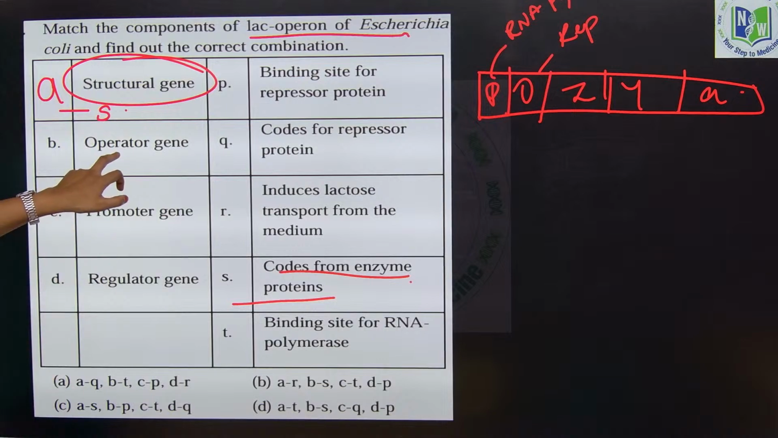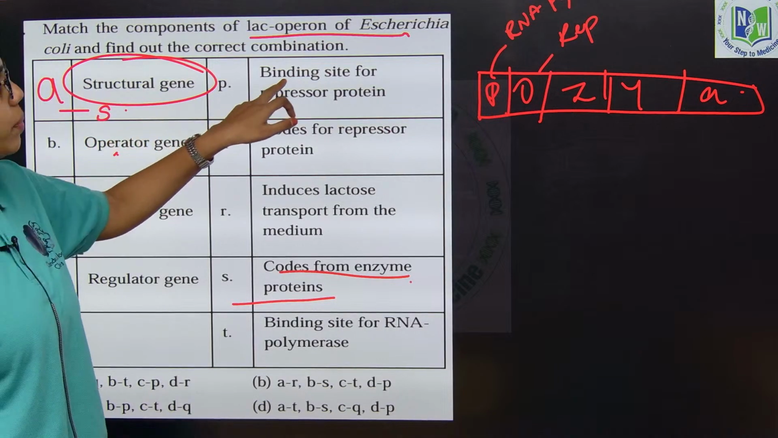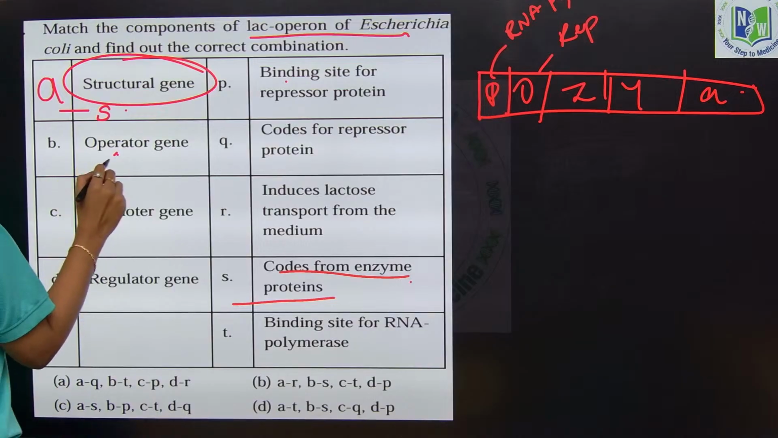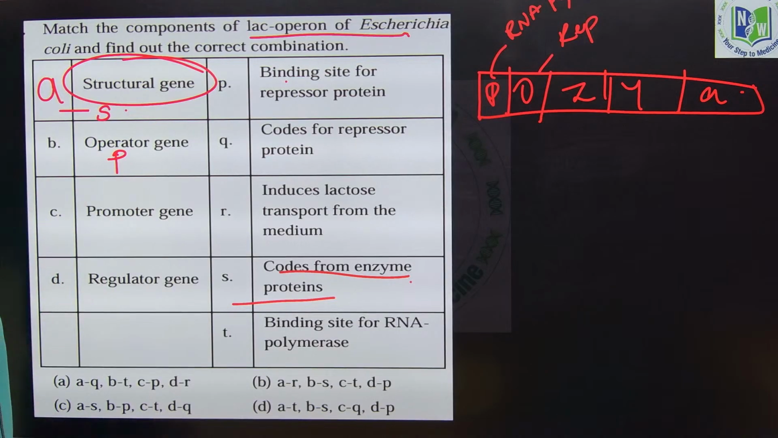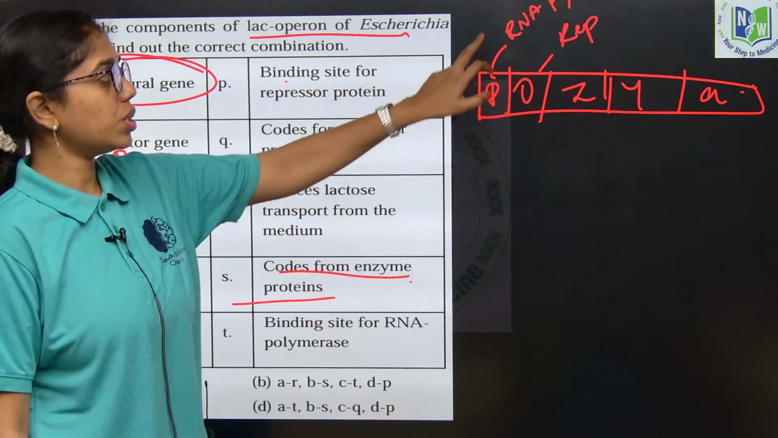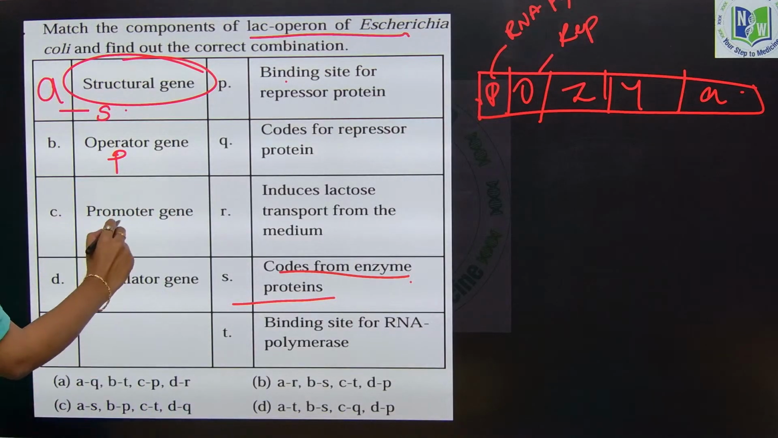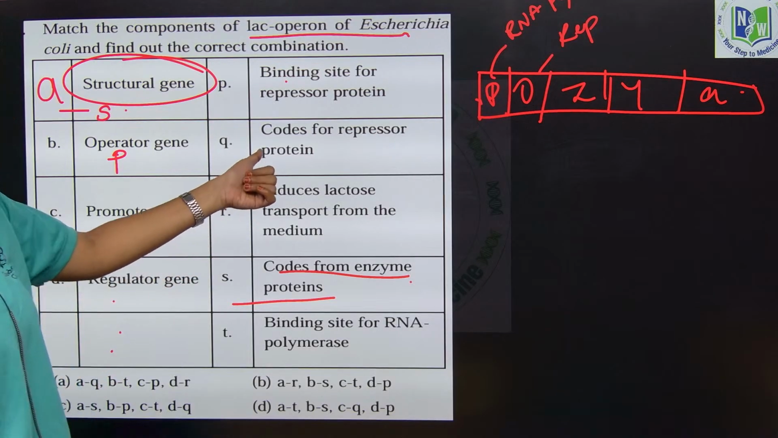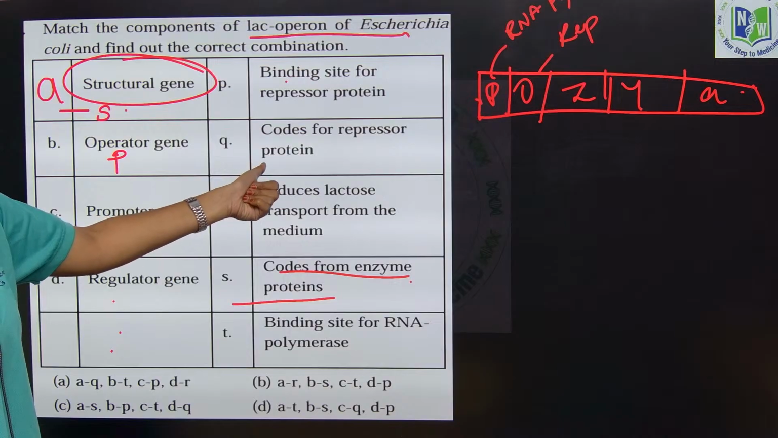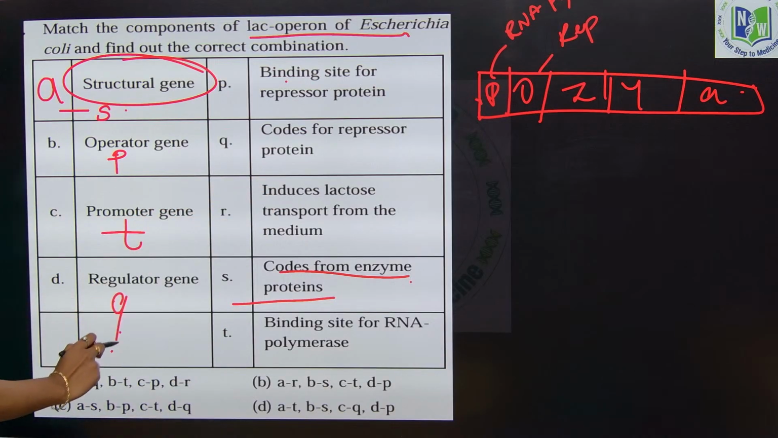Operator region will be the binding site for repressor protein, that is P. Operator region is the binding site for repressor protein. Next, promoter gene is the binding site for RNA polymerase, that is T. Regulator gene will code for what? Repressor protein. Regulator gene will code for repressor protein, that is Q. Okay. So, here A is S, B is P, C is T and D is Q. Option C will be the right answer.